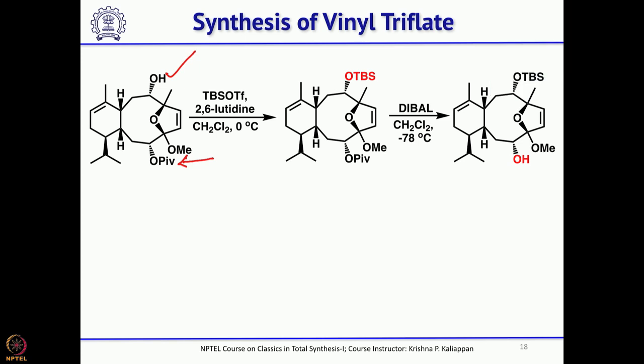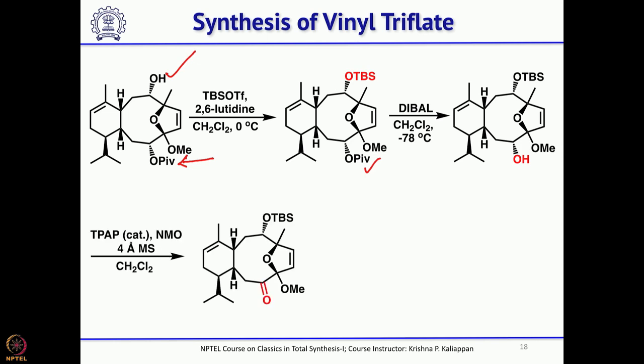Then you reductively remove the pyrrolate ester. The pyrrolate ester can be reductively removed, it is an ester, isn't it? So if you reduce with DIBAL, the pyrrolate ester gets cleaved, and then you will get the hydroxyl group. The hydroxyl group was then oxidized with tetra-N-propyl ammonium perruthenate, TPAP, and NMO to get the ketone.